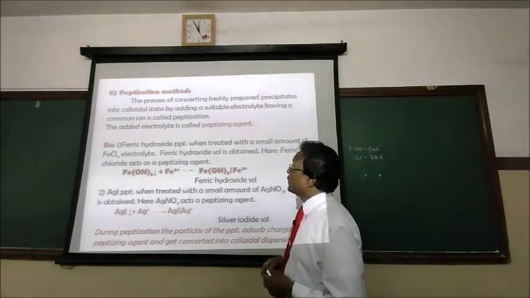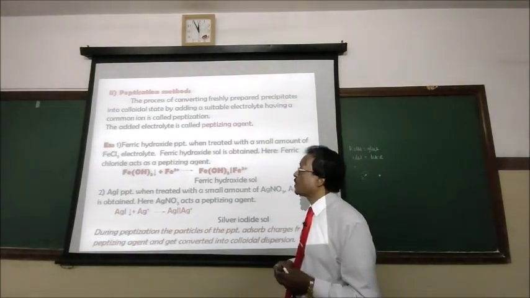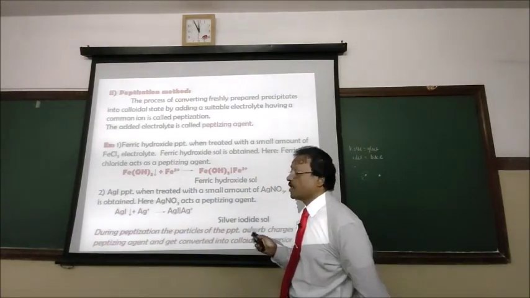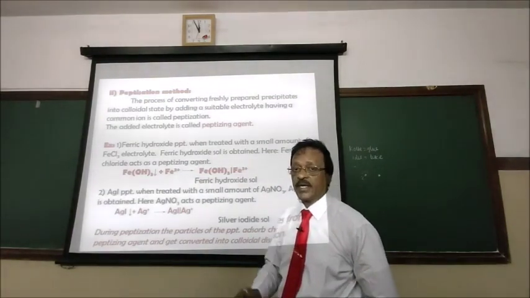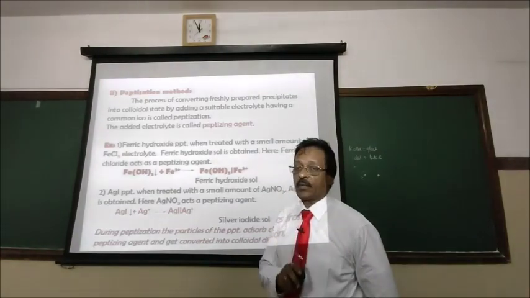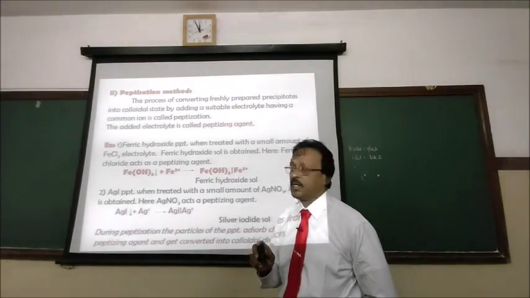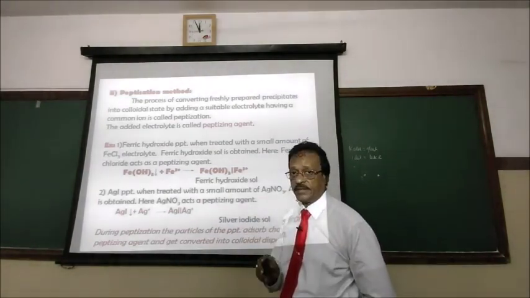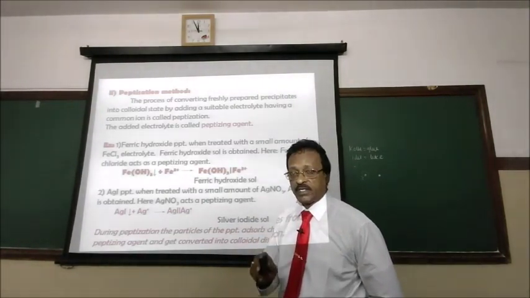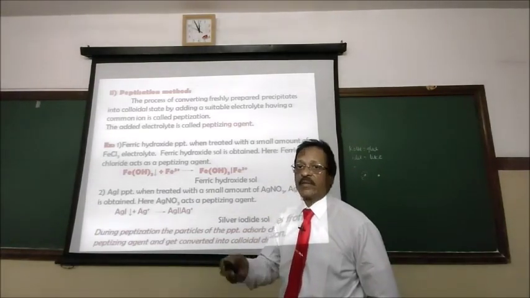I'll go to peptization. Another method is called the peptization method. In this peptization method, what do we do? A freshly prepared precipitate can be converted to colloids by adding an electrolyte having a common ion. I am using very simple sentences. I will take a freshly prepared precipitate. Freshly prepared precipitates can be converted into colloids by adding an electrolyte having a common ion.